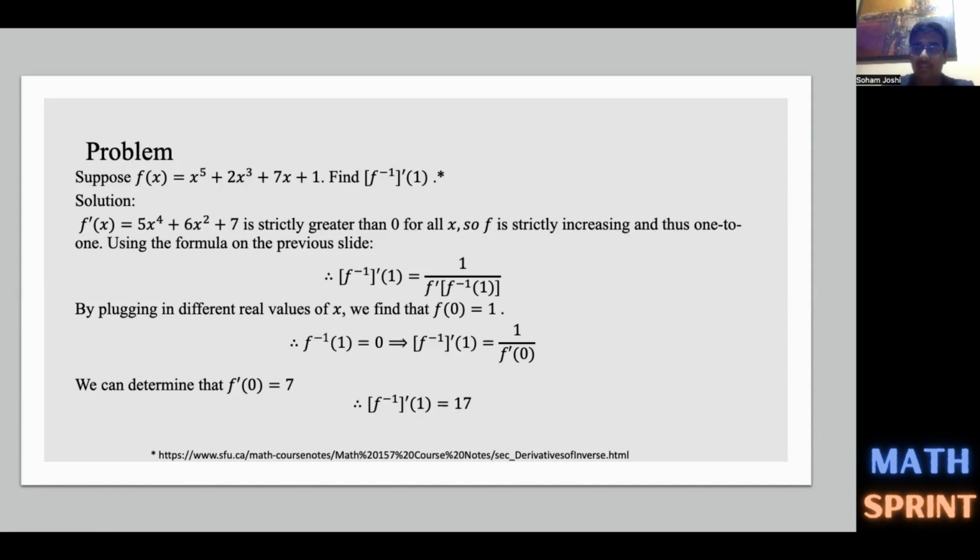In this case, the derivative f dash of x is equal to 5x to the power of 4 plus 6x squared plus 7. And this function is strictly greater than 0 for all real values of x. So f is strictly increasing, and thus f is a one-to-one function.